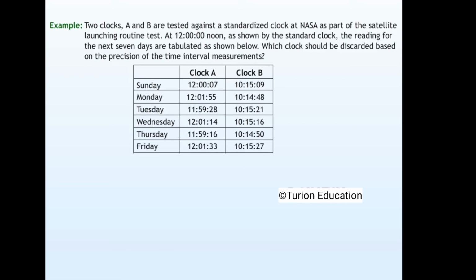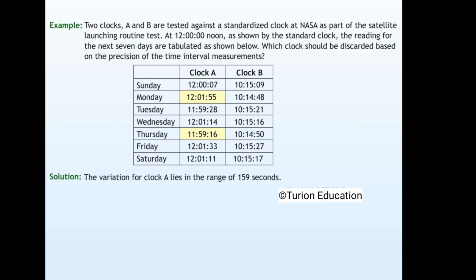Friday, clock A, 12 hours 1 minute 33 seconds. Clock B, 10 hours 15 minutes 27 seconds. Saturday, clock A, 12 hours 1 minute 11 seconds. Clock B, 10 hours 15 minutes 17 seconds. Solution. The variation for clock A lies in the range of 159 seconds. Also, for clock B, the range of variation is 39 seconds.